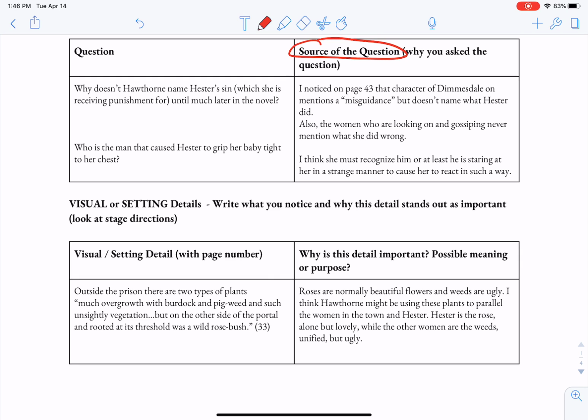Because this is a play, the second type of observation will be vitally important: visual or setting details. I would encourage you to pay attention to stage directions as you're reading this play. It's very easy to overlook the stage directions that tell the characters to perform a particular action, but they can be very important.